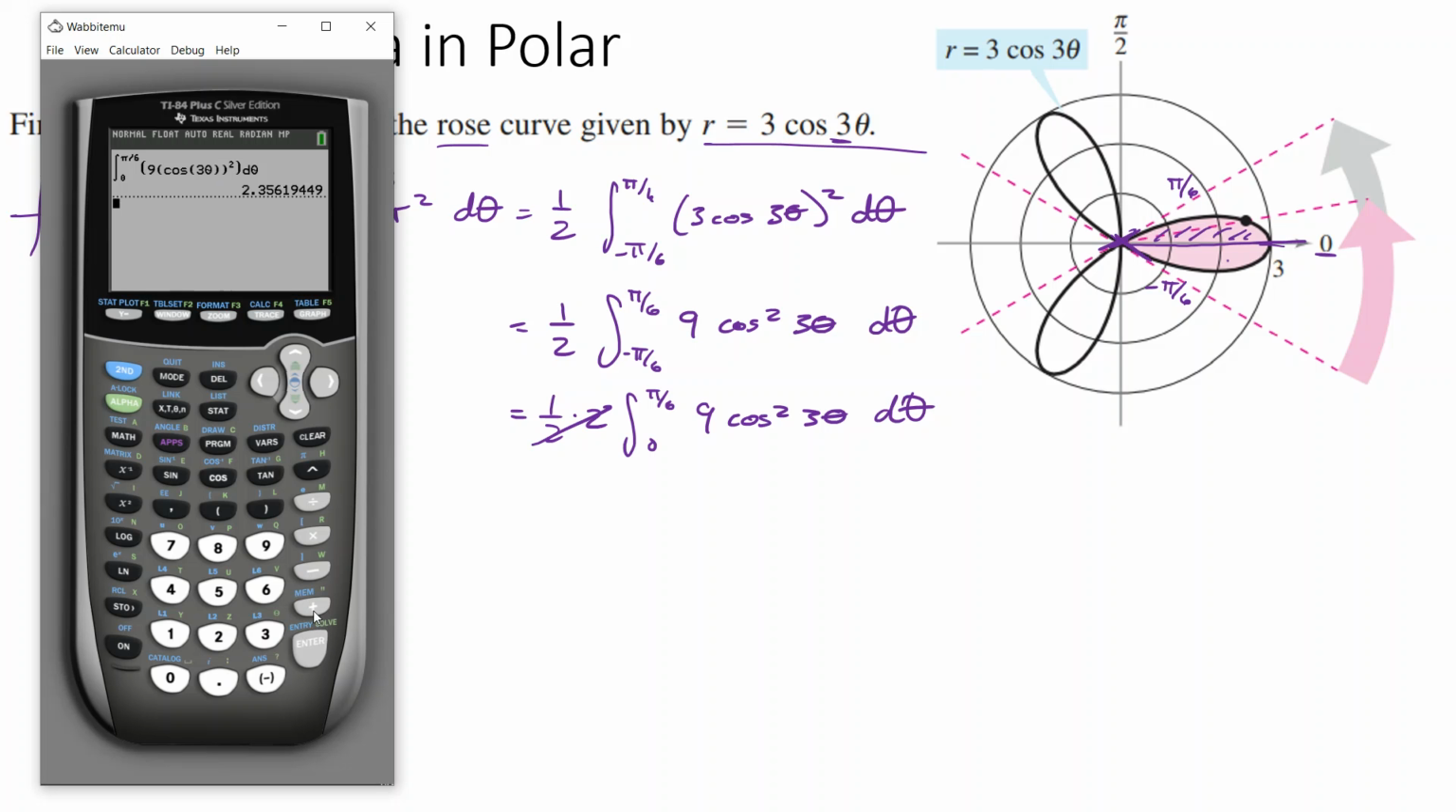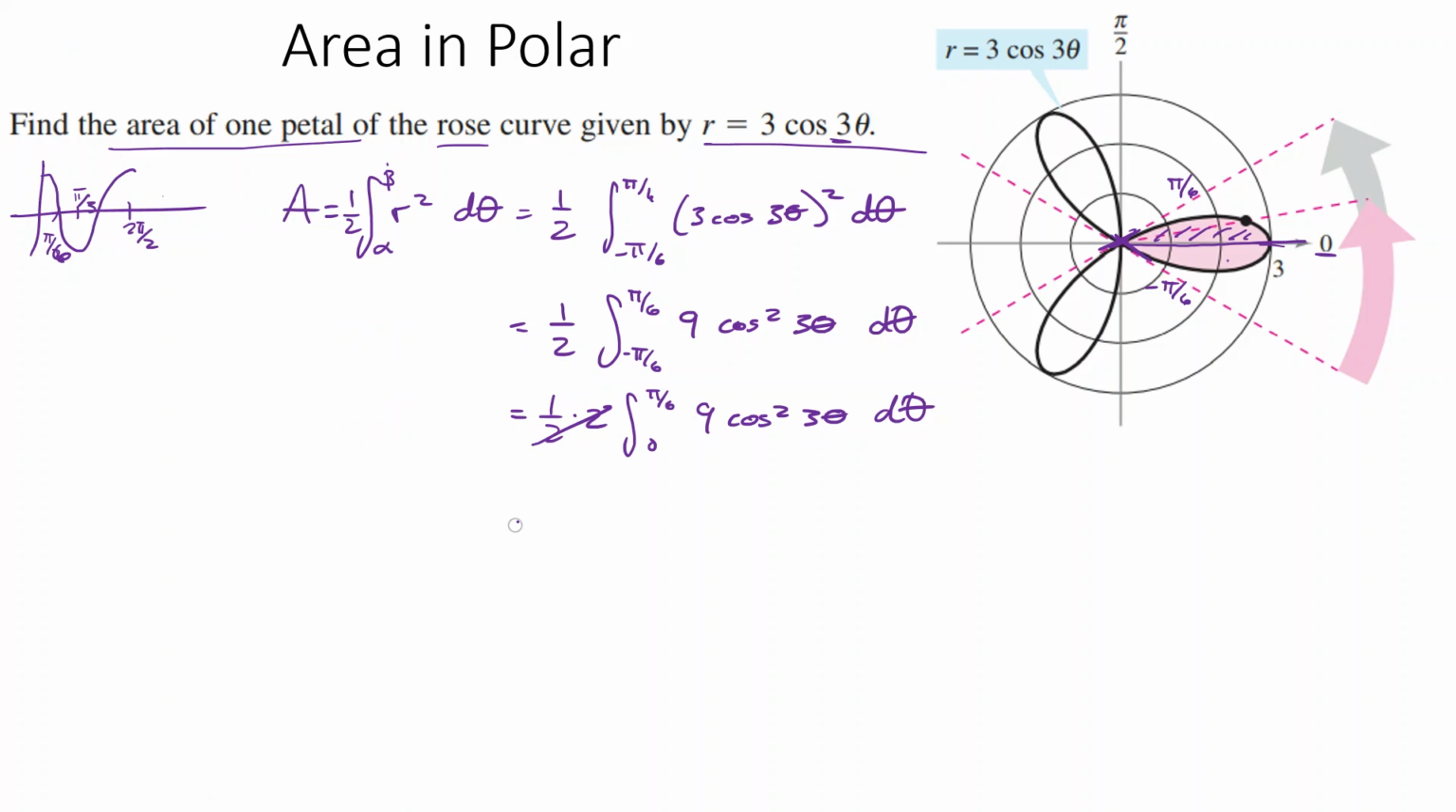And there's our answer, 2.356. All right, so that's the area of one petal. If we wanted the area of all 3 petals, we would just do that times 3.